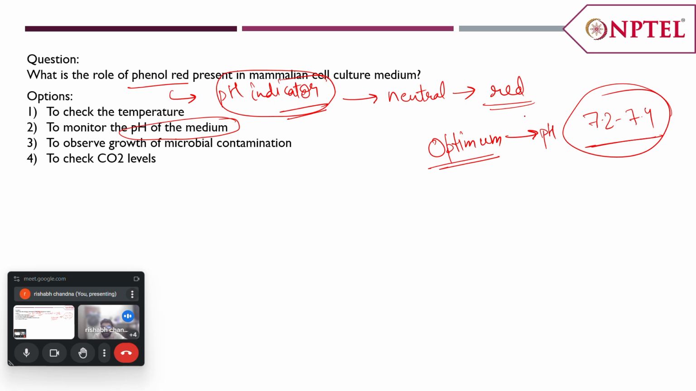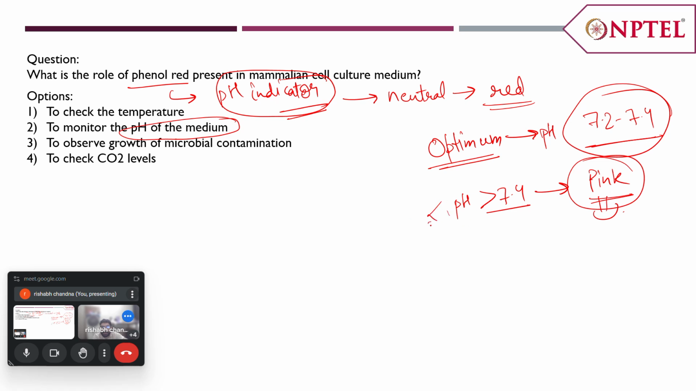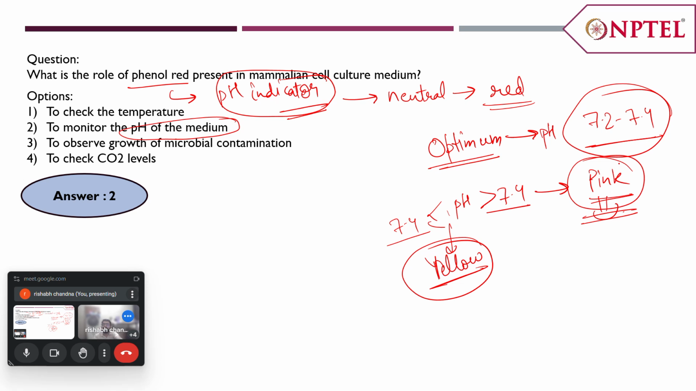If the pH is more than 7.4, then the media turns pink. That's what I'm explaining right now. If the pH turns basic, it turns pink. And if the pH is less than 7.4, in that case it will turn yellow. So acidic turns yellow, basic turns pink. Here the correct answer is option number 2.